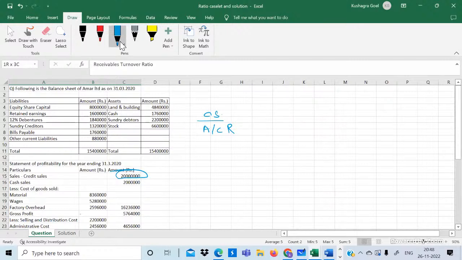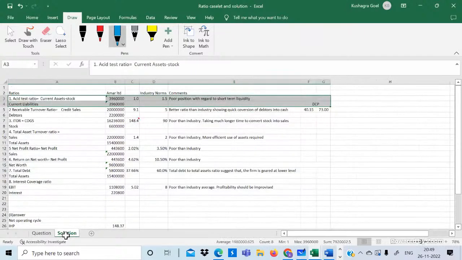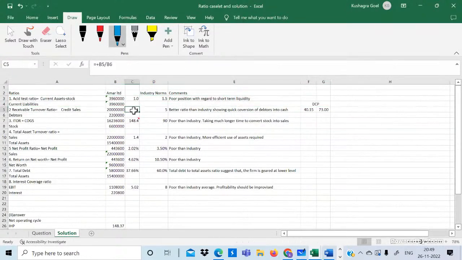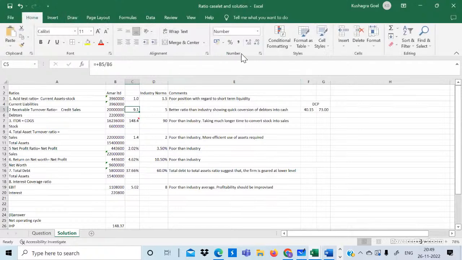Then let's look at accounts receivable. Accounts receivable will consist of your debtors and bills receivable. In this question, I just have debtors. So I'll take this. Take your credit sale, take your debtors, and you'll get your debtors turnover ratio. So your debtors turnover ratio comes to 9.09. If I extend to 2 decimals, I should also be getting 9.09. Yep. Others are getting 9.09.